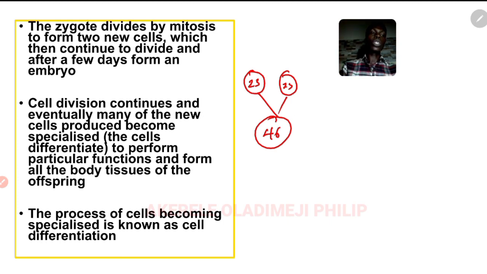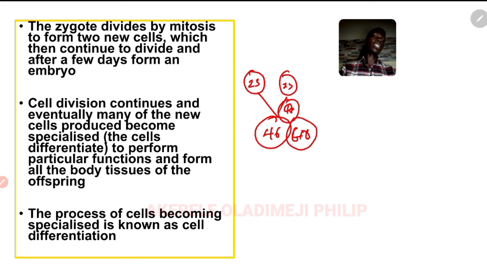Don't forget that mitosis means that it's going to be the same number of chromosomes. So you're going to have 46, 46. The cell will keep dividing, because once a cell divides by mitosis, it's going to be the same number of chromosomes. It's not going to be less or more. It says here, by mitosis to form new cells, which then continue to divide after a few days to form an embryo. All right, so cell division continues, and eventually many of the new cells produced become specialized.